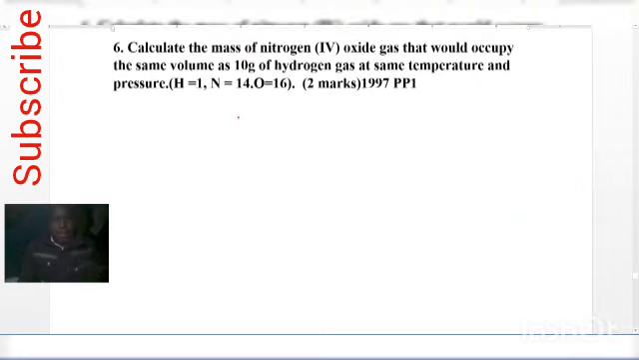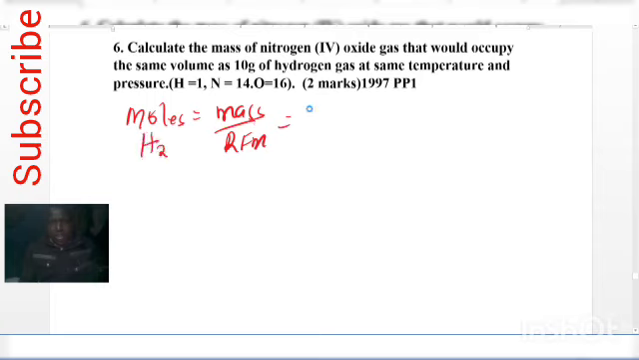Calculate the mass of nitrogen 4 oxide gas that would occupy the same volume as 10 grams of hydrogen gas at the same temperature and pressure. What we are given is the mass of hydrogen, so we can get the moles of hydrogen. Moles is equal to mass over RFM. Moles of hydrogen will be 10 grams divided by the RFM. The RFM of hydrogen is 2, so this gives us 5 moles.